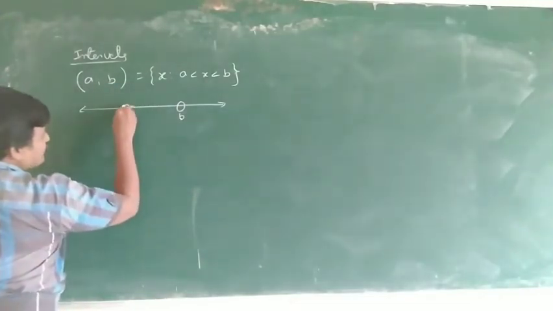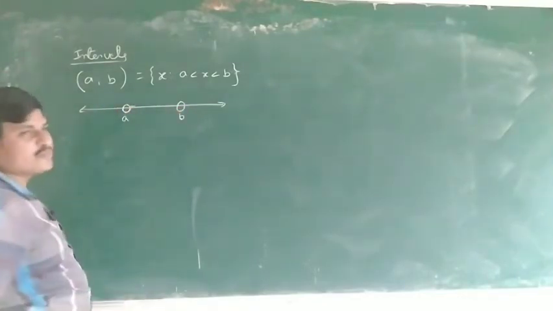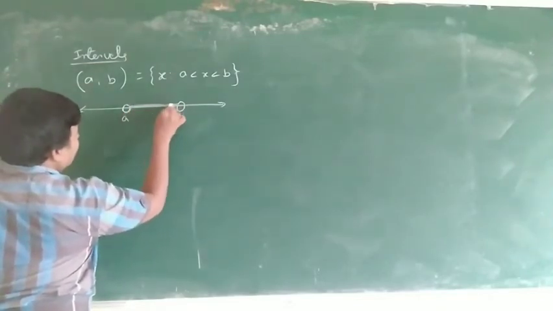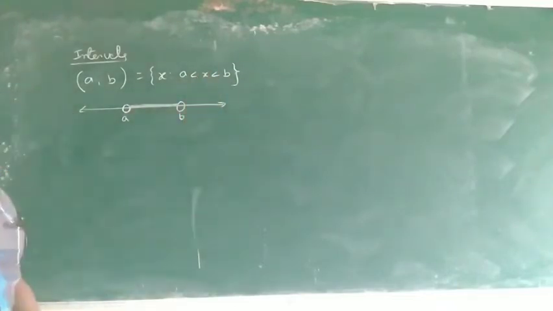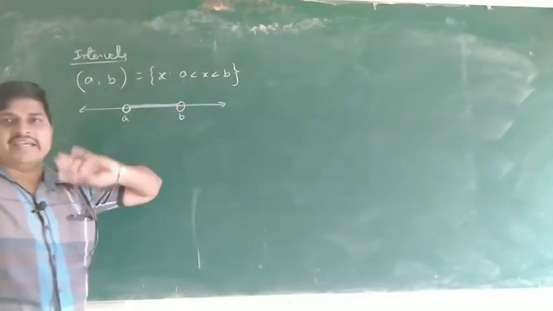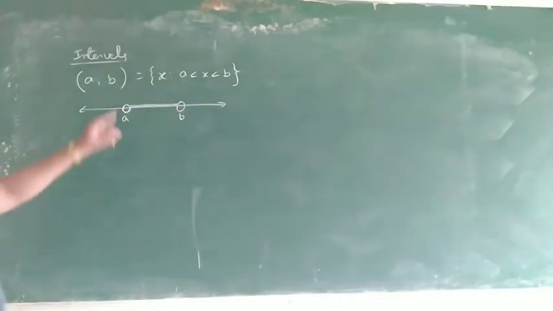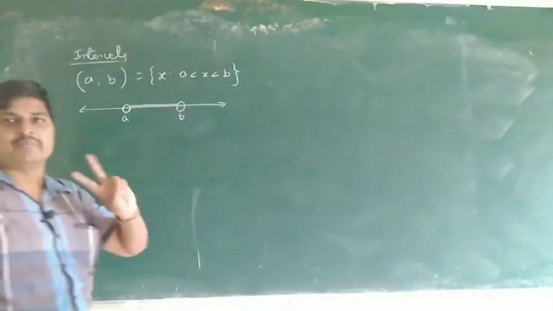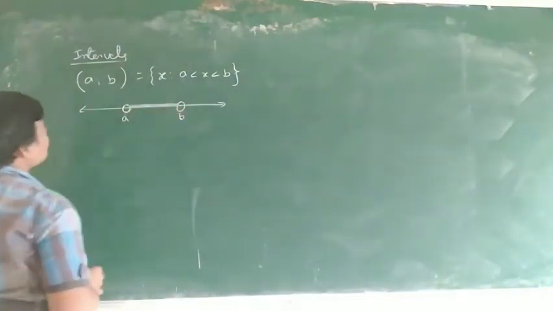So what is the open interval a comma b? The circle is a, the second circle is b. Without a and b, a less than x less than b is nothing but above a, not a, and below b. It does not contain a and b, excluding a and b, only those two numbers. So this is the open interval a comma b.